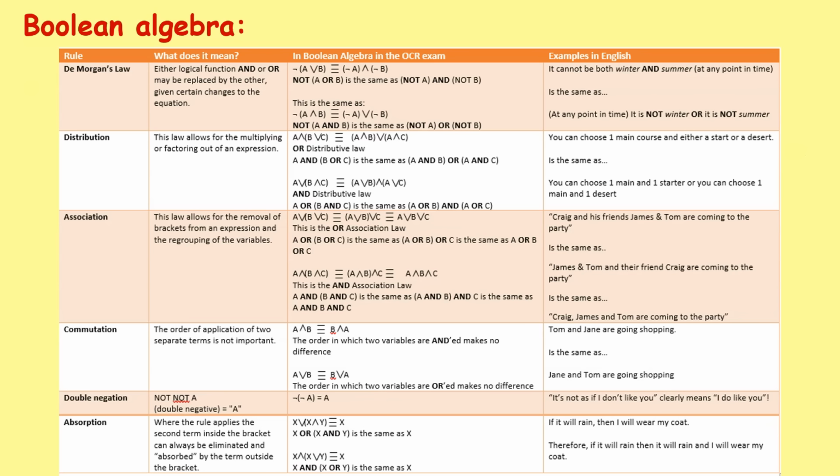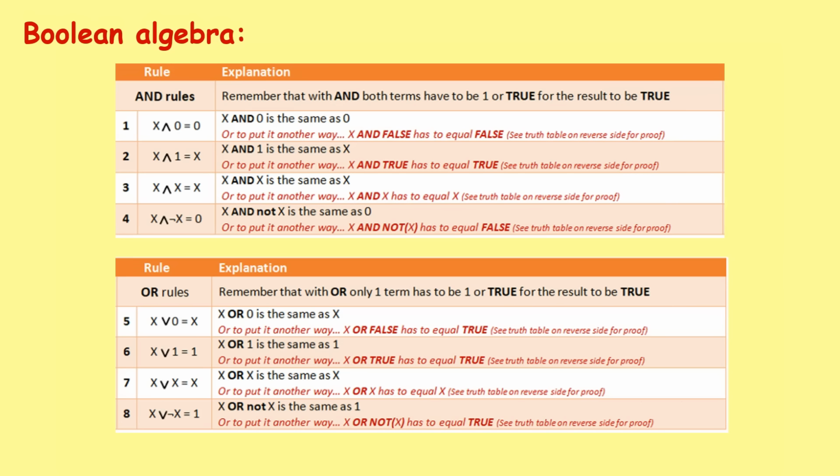So Boolean algebra. Here are the various laws and rules that we need to know about. We've got De Morgan's law, distribution, association, commutation, double negation, and absorption. Again, you need to be familiar with these as a nice way of simplifying your Boolean algebra and solving those problems. We've got another couple of tables here just to help you out.